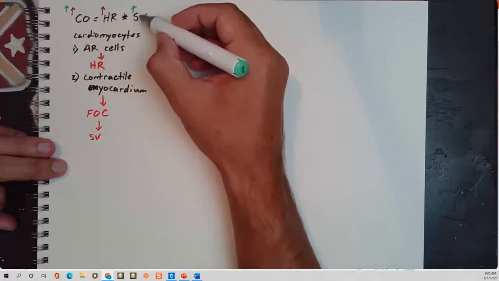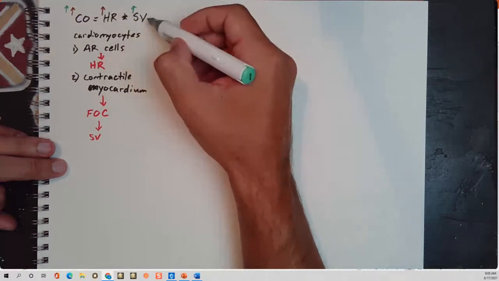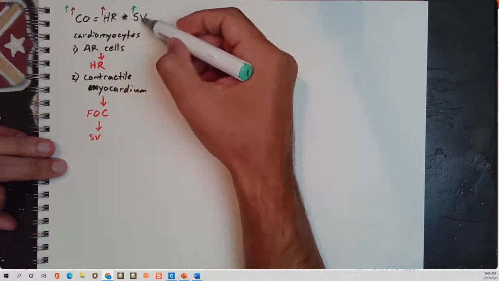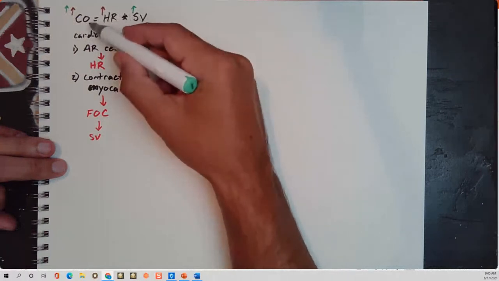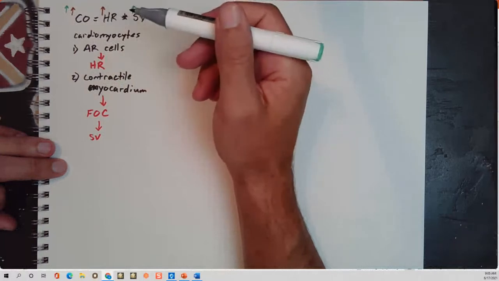You can increase heart rate all you want, but if there's no stroke volume, cardiac output is still zero. What's infinity times zero? Still zero, because anything times zero is zero. Does that make sense to everybody?